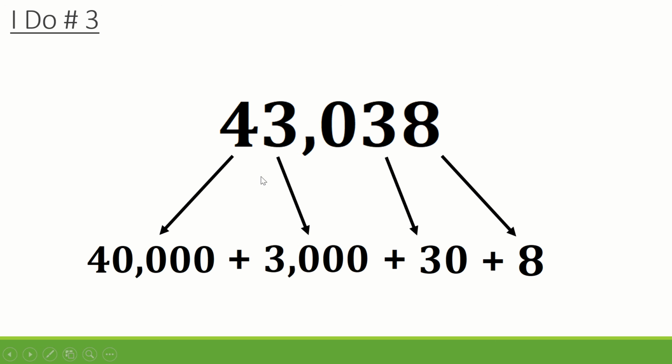So here we have, again, successfully translated 43,038 into its expanded form, which reads as 40,000 plus 3,000 plus 30 plus 8.